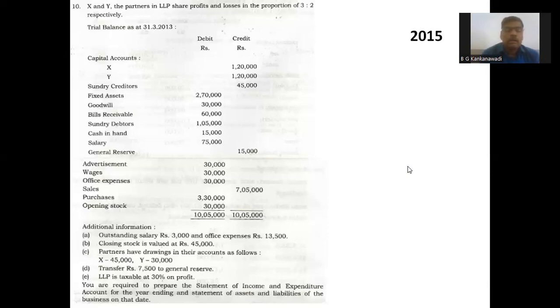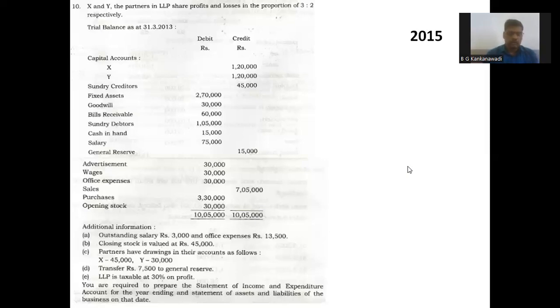Okay. And transfer 7,500 to general reserve. 7,500 you take in the income statement at the last stage and add in the general reserve in the balance sheet. Opening reserve in the trial balance is 15,000. In that 15,000 you add this 7,500. Then tax is 30%. We calculate tax on profit before tax. You are required to prepare this statement.